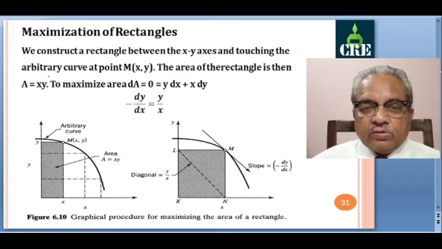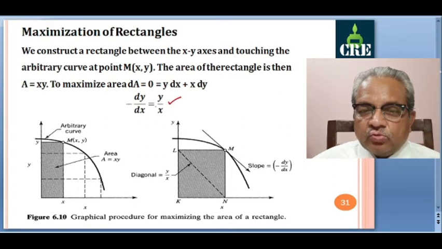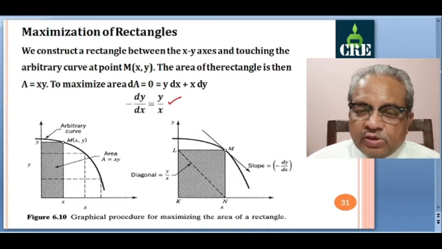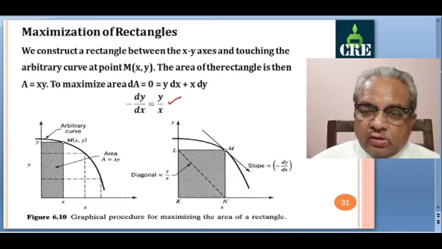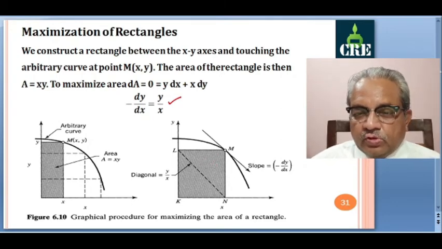So dA is, by the product rule, y into dx plus x into dy, and this is equal to 0. So minus dy by dx is equal to y by x from here. That means if this condition is satisfied, you have to locate this point such that it satisfies this condition, and that means this is the rectangle representing maximum area.